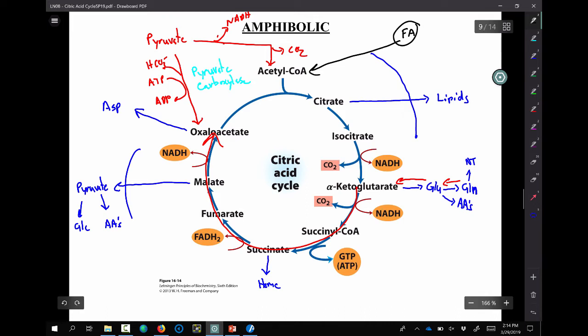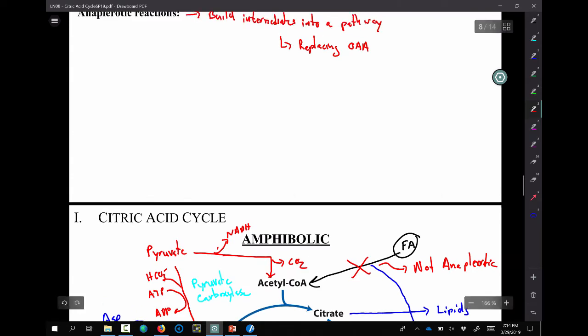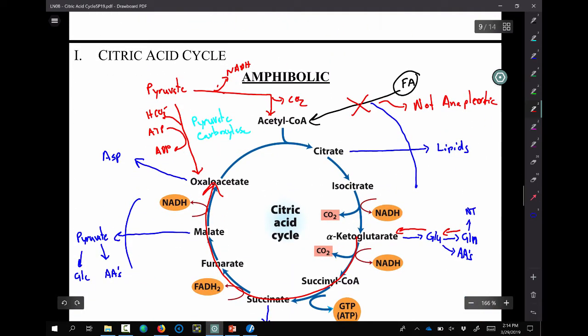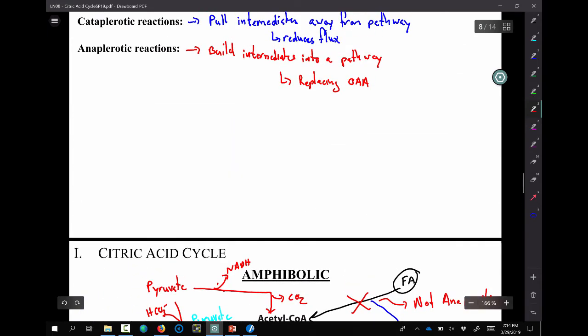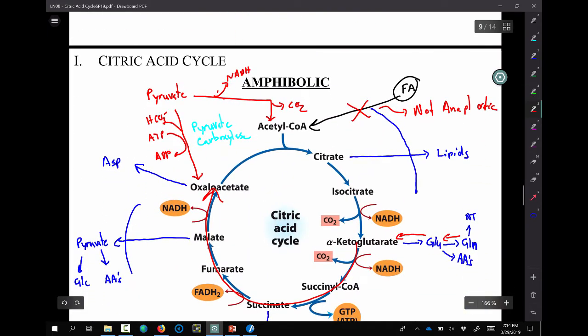So this, let me make sure I'm clear here, is not anaplerotic. Not sure I spelled that right. Let me check. It's not an easy word to spell. Oh no, I got my R and my O mixed up. Okay, there we go. Not anaplerotic.